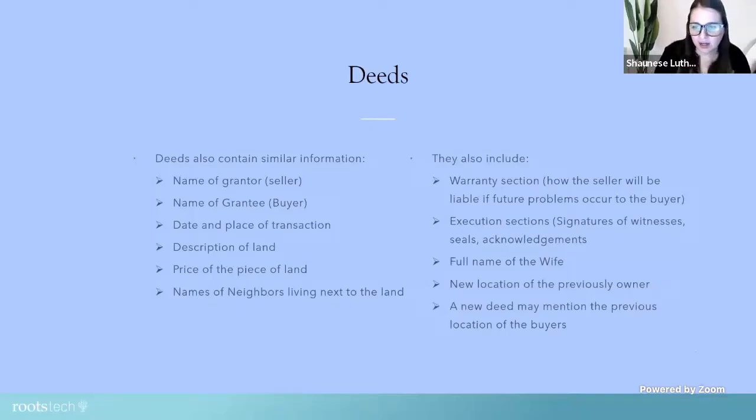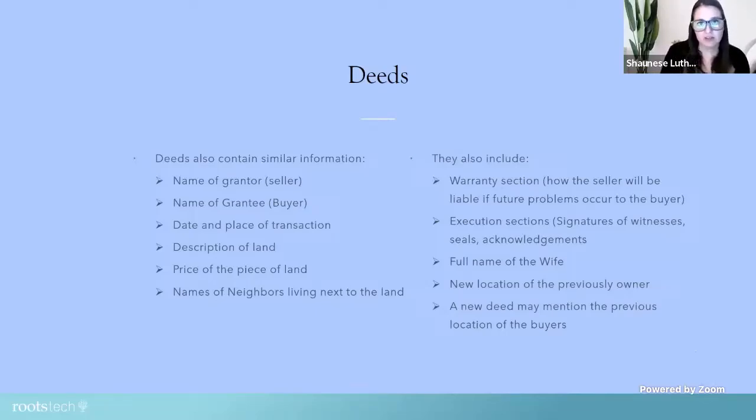And then the new deed will also mention the previous location of the buyers. So like his brother Robert Long may have lived in the area that James Long is going to, and that would mention that. So this helps you keep track of your family, of where they've been moving to, if you have the right family, if you have the right foundation, like the right people, the right neighbors.